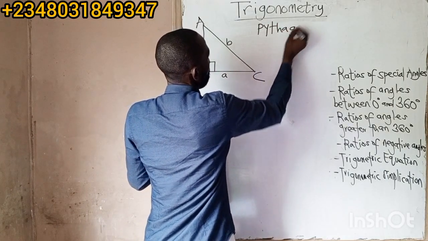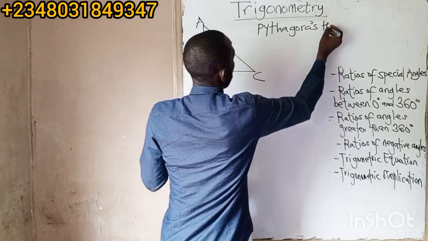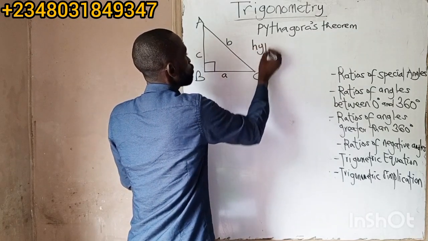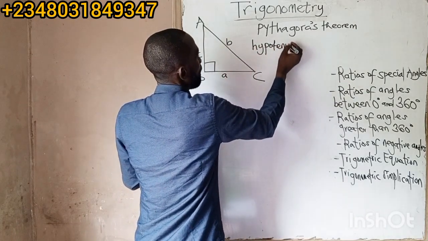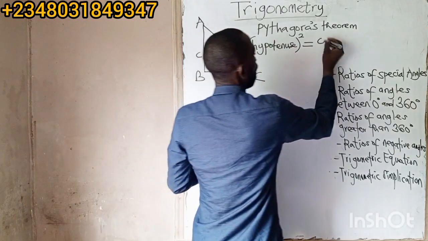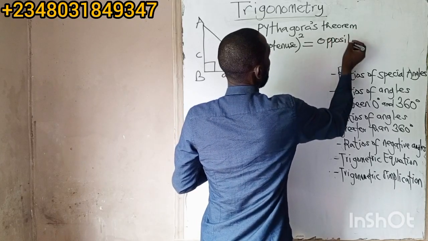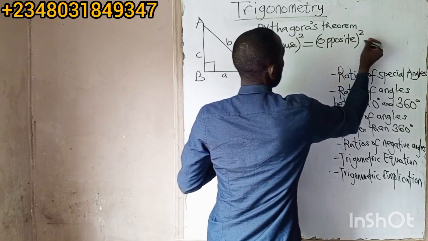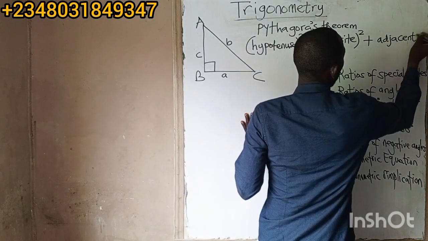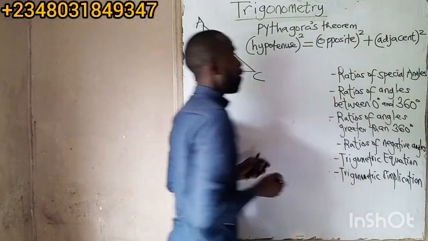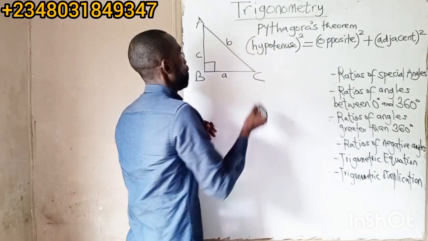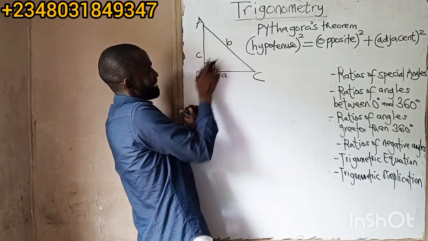Pythagoras theorem. Let us go, class. Pythagoras theorem states that my hypotenuse squared is equal to the sum of the opposite side squared and the adjacent side squared. This is what we call Pythagoras theorem. So what's our hypotenuse? The side that faces the angle 90.